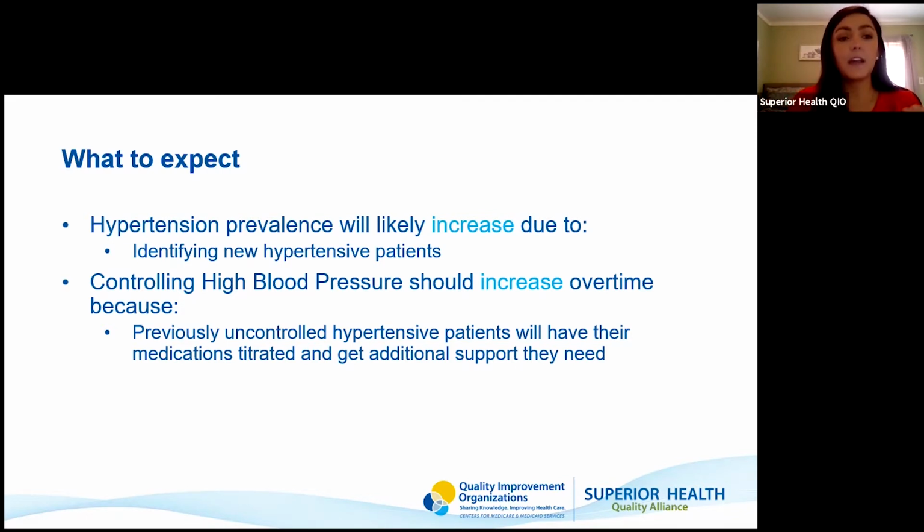And then on the flip side, your controlling high blood pressure should also increase over time, because your previously uncontrolled hypertensive patients, or your newly diagnosed hypertensive patients, will have their medications titrated, and they'll get additional support that they need so that they can get their blood pressure in that adequately controlled range. So these are some of the things that you can expect to see as you track your data over time.